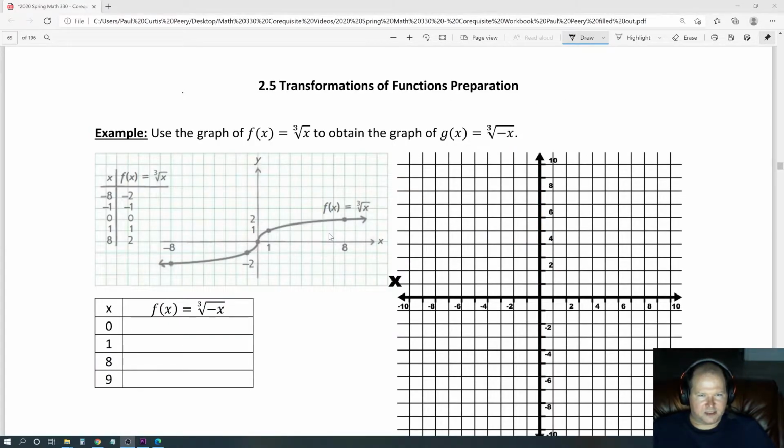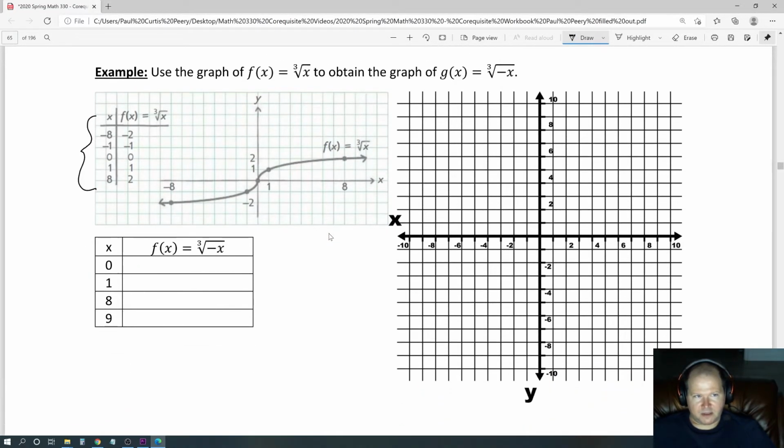Use the graph of f of x is equal to the cube root of x to obtain the graph of g of x is equal to the cube root of -x. Okay, so first let's graph our parent function. So we say -8, -2. So there's -8, -2 would be down here somewhere. -1, -1. Then we would have our 0, 0. And we would have our 1, 1, which is right there. We would have our 8, 2, which is right there.